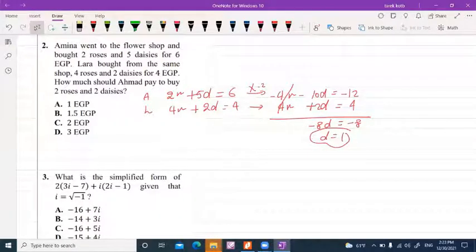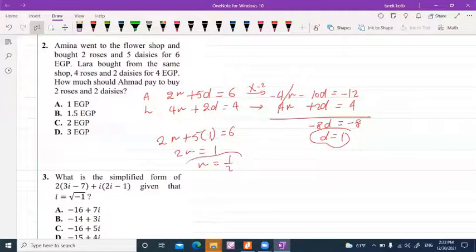This is the price of the daisies. What's the price of the roses? Replace the D by 1. Here it will be 2R plus 5 times 1 equals 6. 5 times 1 equals 5, so 2R equals 6 minus 5, which is 1, and divide by 2, so R equals 1 over 2. This is the price of the roses.